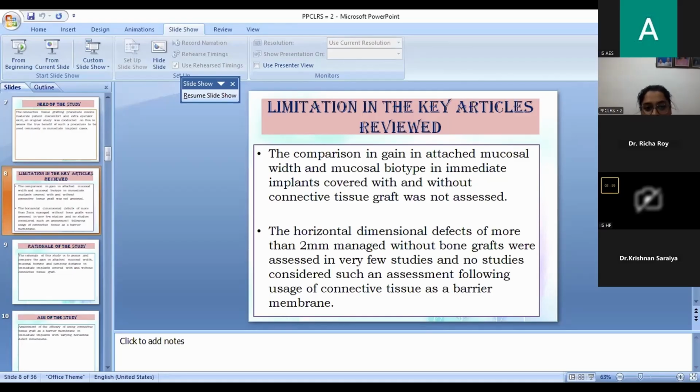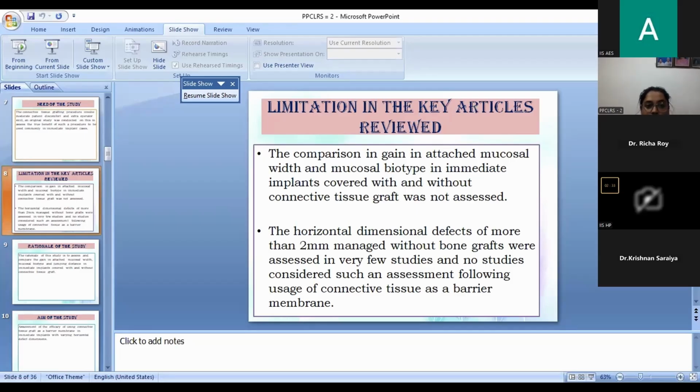Immediate implants were placed, and further groups A and B were subdivided into A1, A2, B1, and B2, where A1 and B1 had horizontal defect dimension measuring 0 to 2 mm, and A2 and B2 had horizontal defect dimension measuring 2.1 to 4 mm. In A1 and A2, flap closure was done with conventional flap adaptation, and in group A2, where the defect dimension was more than 2.1 mm, the bone grafts were placed. In groups B1 and B2, the flap was closed with connective tissue graft coverage.